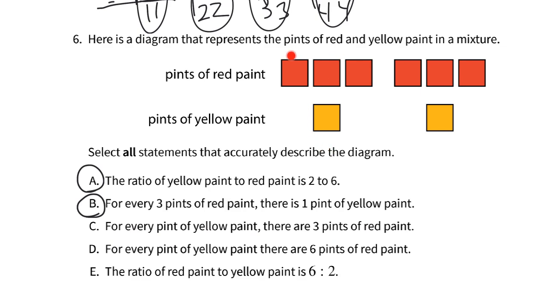And then it says for every pint of yellow, you have 3 pints of red. Yep, that's also true. And then for every pint of yellow, there are 6 pints of red. If there's 1 yellow, nope, you're not going to have 6. If you have 1 yellow, it's 3. So that's no good. So we're going to cross that off. And then the last one is the ratio of red to yellow. The ratio of red to yellow is 6 to 2, and that is also a true statement.